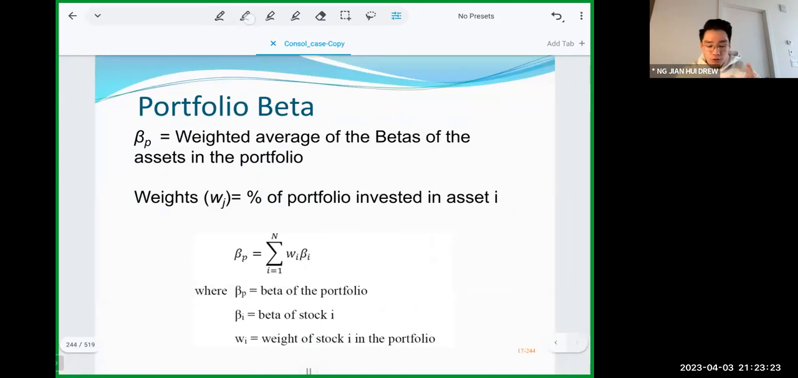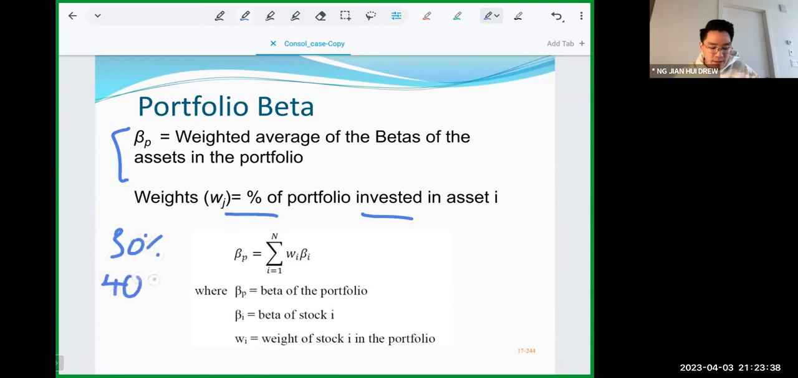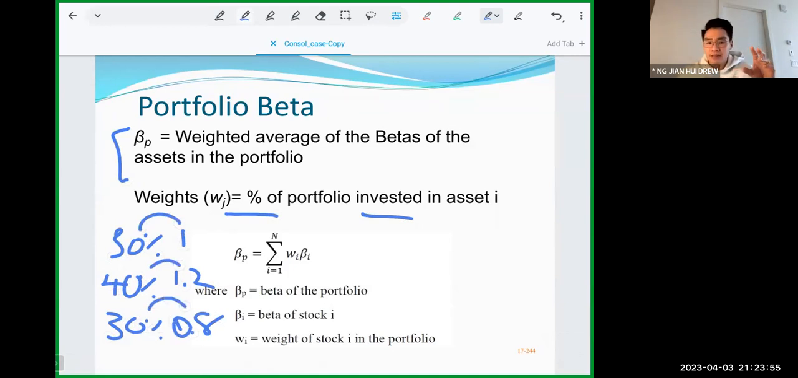All right. So the good thing about beta is that in a portfolio, we can simply do a weighted average of the betas. So for example, we have 30%, 40%, and 30% of various stocks, and the betas can be 1, 1.2, and 0.8. So we just take the weighted average. So beta is, in a sense, additive. Additive means you can just add up all the values to find the portfolio beta.